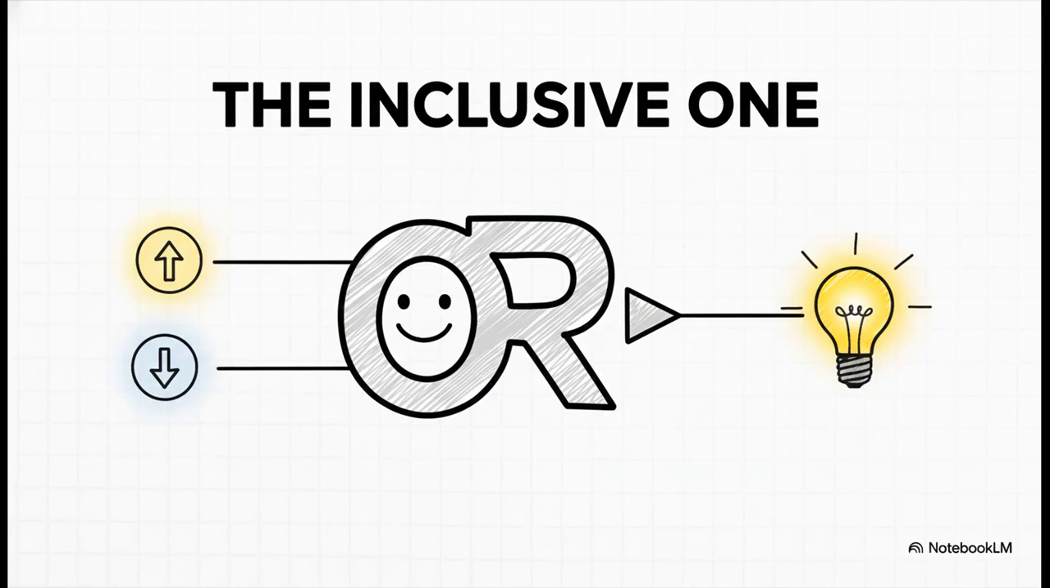All right, now let's meet its much more easygoing cousin, the OR gate. This one is the inclusive one. It's way easier to please. It will happily give you a 1 as an output if input A is a 1 or if input B is a 1. It doesn't need both.